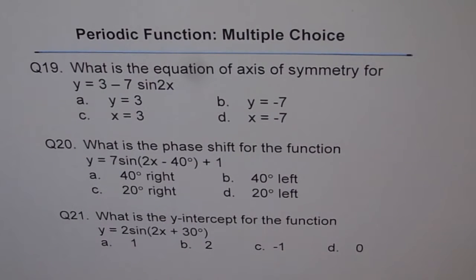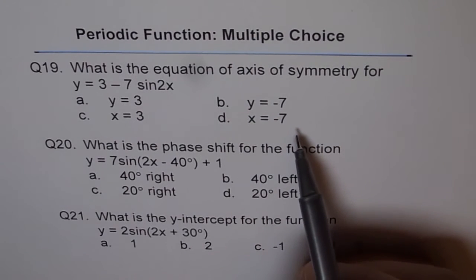The purpose of giving this question and these choices is that students do know what the axis of symmetry is, but they really don't know whether it is y equals that value or x equals that value, correct? That is kind of difficult for them to understand somehow. So I thought this will make that very clear.